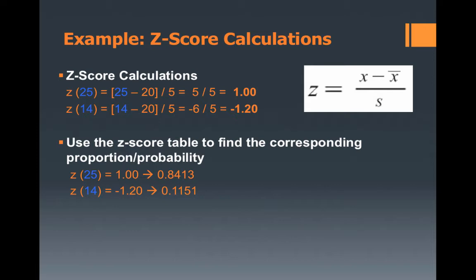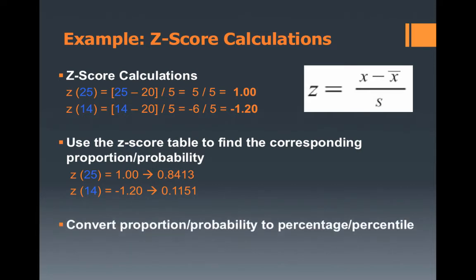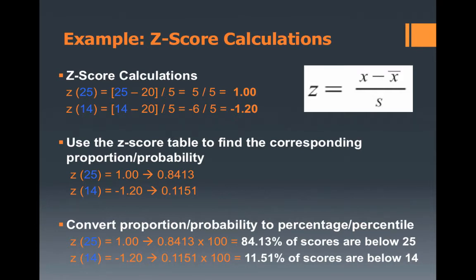Now I wanted you to give me the percentage of the scores. So once we have the probability or proportion, all we do is then convert that by multiplying by 100 to give us our percentages. So if we're looking at the scores that are less than or equal to 25, we would then say that 84.13% of scores are below 25 among the sample that had a mean of 20 and a standard deviation of 5. What about if you had a score of 14? Well, 11.51% of scores are below 14.